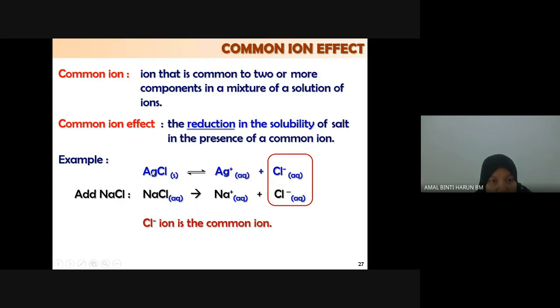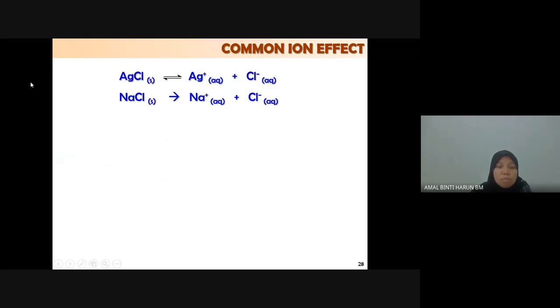NaCl ke dalam silver chloride solution. So silver chloride, dalam ion dia ada silver ion dan chloride ion. NaCl yang kita nak tambah tu adalah ada ion Na plus dan Cl minus. So susah untuk melarutkan NaCl di dalam silver chloride solution because they have common ion. So common ion ni yang mengurangkan solubility dia.